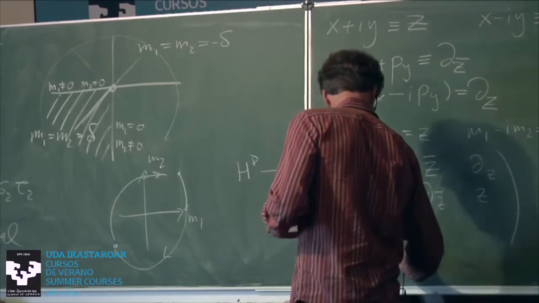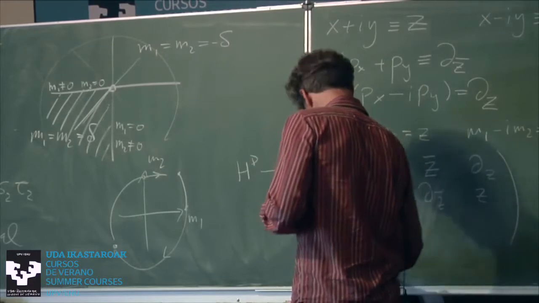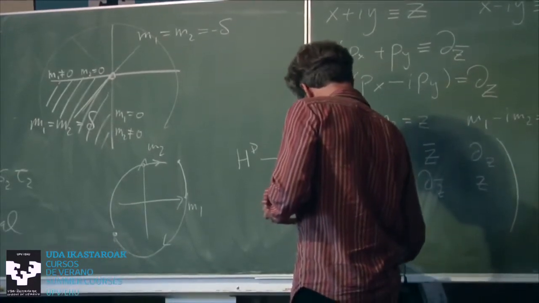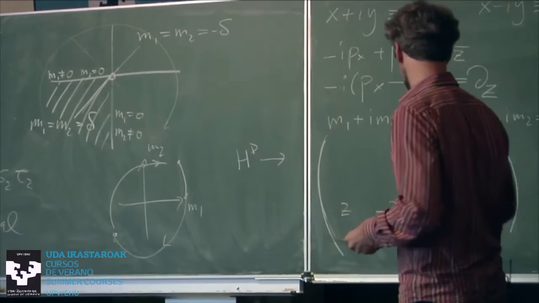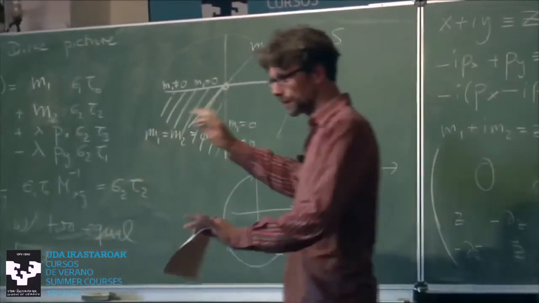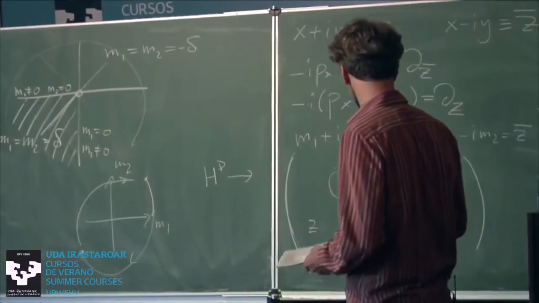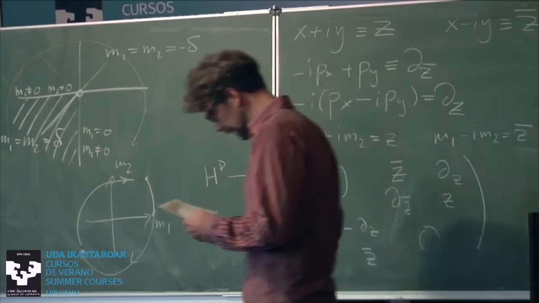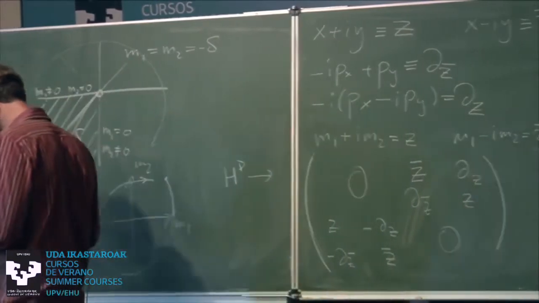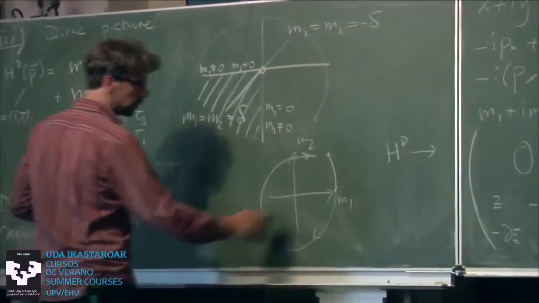∂_Z̄ − ∂_Z... minus ∂_Z̄. Okay, so that would be, in some appropriately chosen basis, this Hamiltonian. I can't go through all the details. And the point is that there are actually two zero energy modes that this Hamiltonian can support.